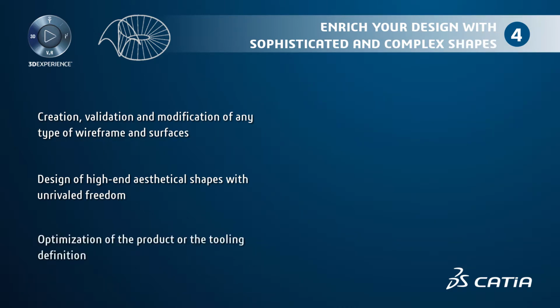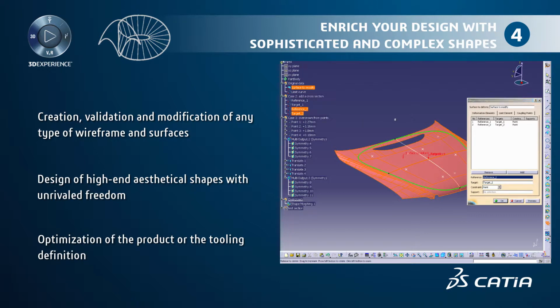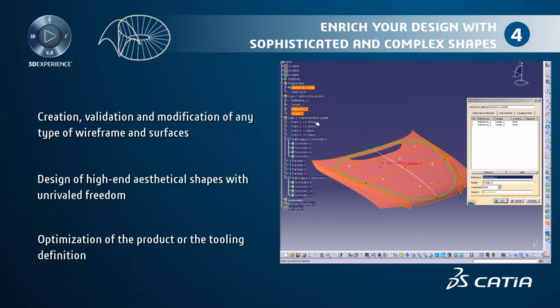How can you optimize the product or the tooling definition? First, thanks to Catia Generative Shape Optimizer, a powerful technology that offers several options for creating local or global deformations on a surface. In this case, we have created a surface deformation based on the defined initial status and the final one. This status is built with curves network. Each initial curve is associated to a final one.